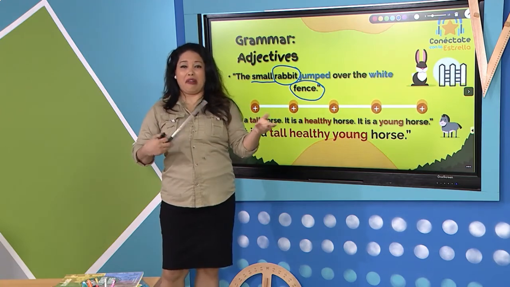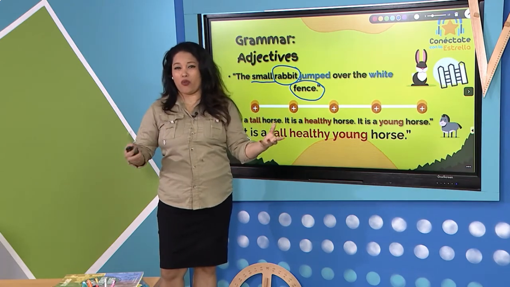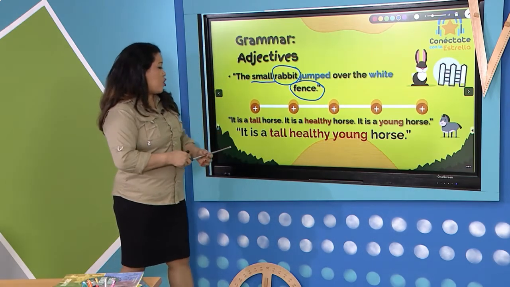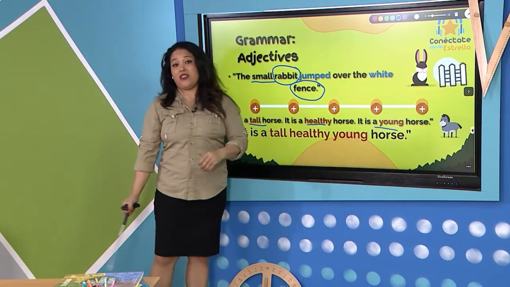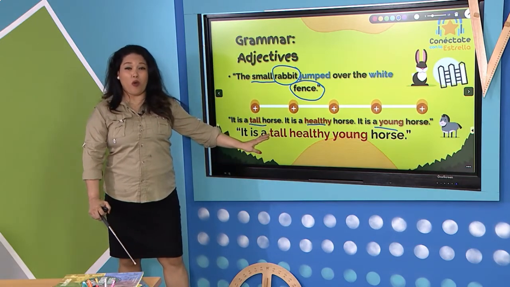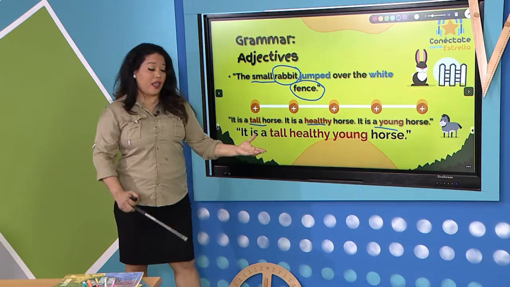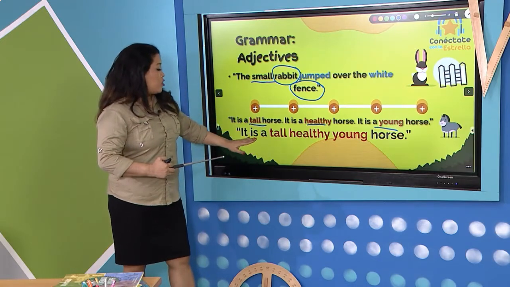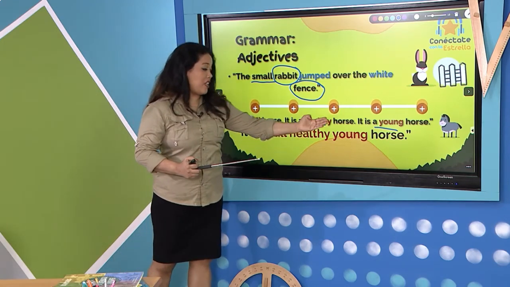We don't want to annoy our listener with redundant sentences when we are speaking or writing. Look at this example. It is a tall horse, or it is a healthy horse, it is a young horse. Imagine we are talking about the same horse, so the listener will be so bored because you have 3 sentences for the same thing. So in one line, we can describe the noun, so it will be more concise. Like in this example, it is a tall, healthy young horse.